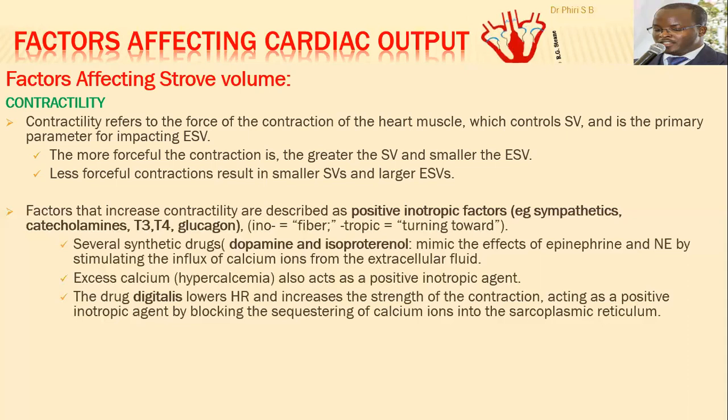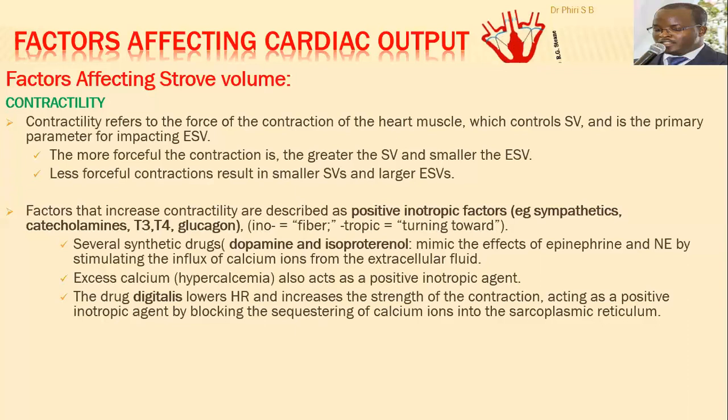Then there are also drugs like digitalis. Digitalis lowers the heart rate but increases the strength of contraction, acting as a positive inotropic agent by blocking the sequestering of calcium ions into the sarcoplasmic reticulum. It inhibits the calcium ATPase pump found within the membrane of the sarcoplasmic reticulum. If it's inhibiting the activity of that pump, calcium is not pumped back into the sarcoplasmic reticulum so that you can have myocardial relaxation.